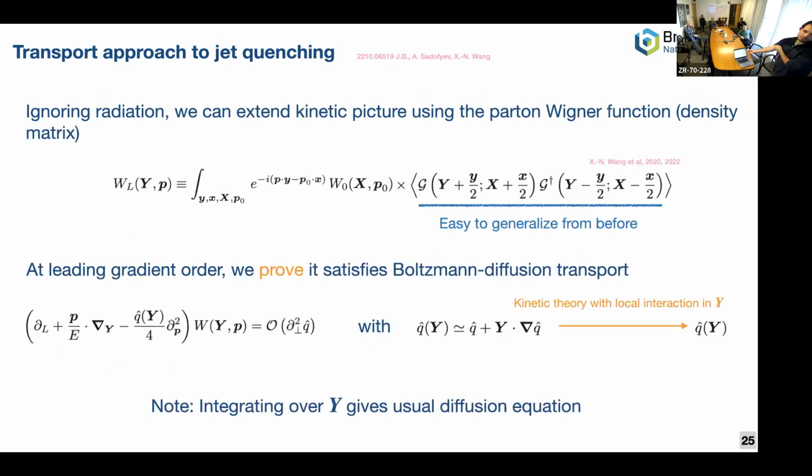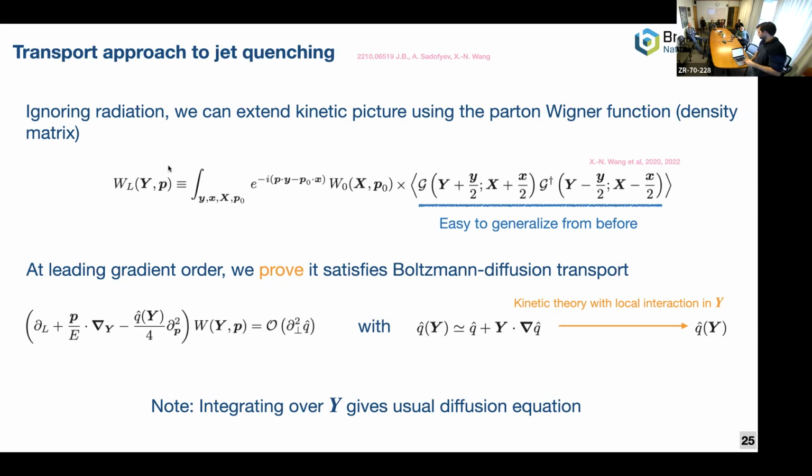Now the challenge is that we want to compute this not for a homogeneous medium, which is where this P distribution is valid, but for an anisotropic medium. So one way to do it is to construct this Wigner function for the quark.